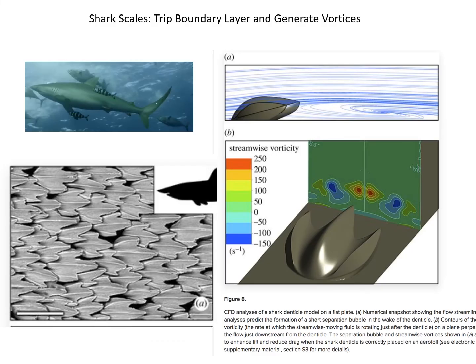The scales of sharks serve, much like the dimples and ridges of a golf ball, to generate vorticity and keep the boundary layer attached. So in the bottom left-hand corner, you're seeing a scanning electron micrograph of these scales from a shortfin mako shark. And there have been a lot of studies done now showing that they reduce this negative pressure gradient.